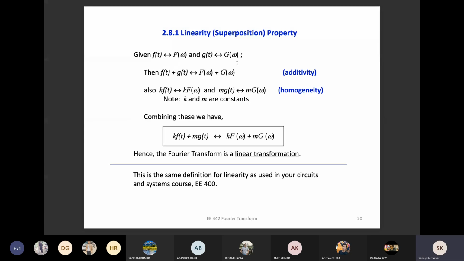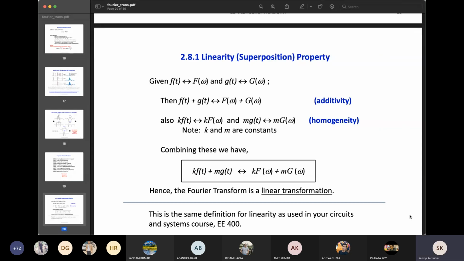Can you prove this? Anybody can prove it.